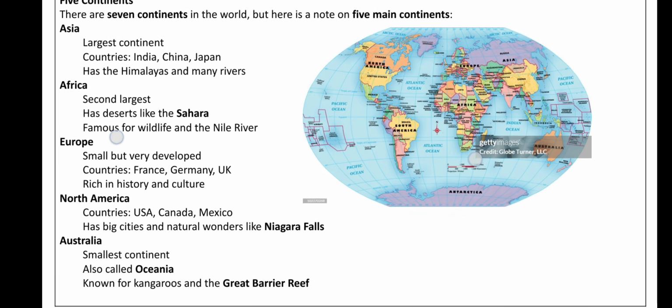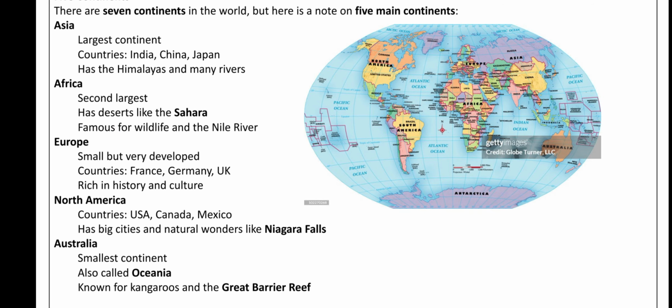In Asia, first of all, Asia is the largest continent in the world. Countries like India, China, Japan are situated in Asia. The Asian continent has the Himalayas and many rivers like Indus, Brahmaputra, Ganga. Second comes Africa. It is the second largest continent and it has deserts like the Sahara and it is famous for wildlife and the Nile River. Third one is Europe.